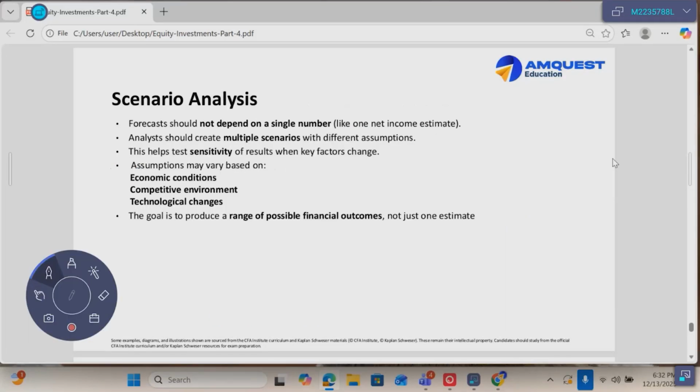So the next is scenario analysis. Forecast should not depend on a single number. Like I've explained before, when we are doing scenario analysis, we take the base case scenario, we take the best case scenario, and we also take the worst case scenario.